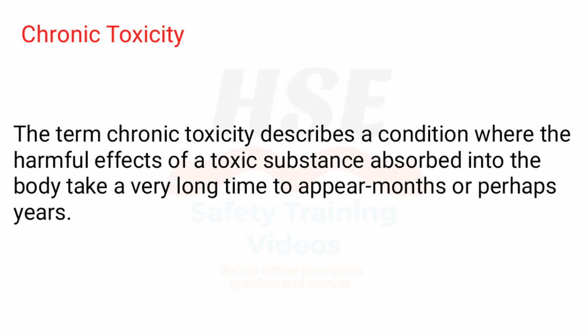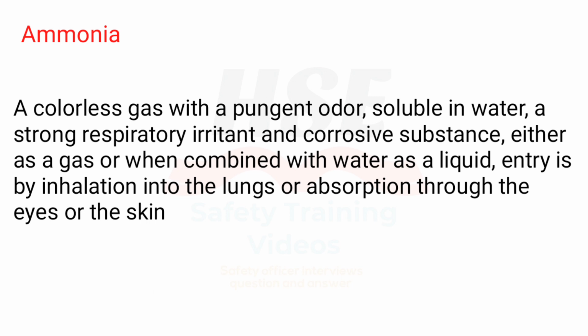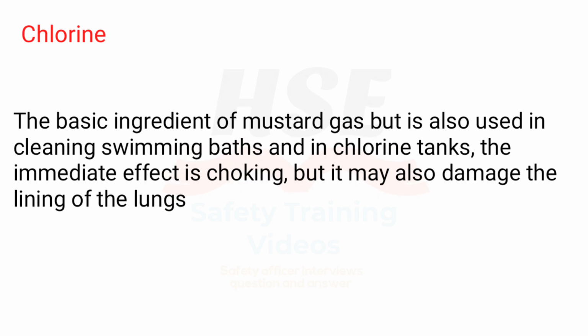Chronic toxicity. The term chronic toxicity describes a condition where the harmful effects of a toxic substance absorbed into the body take a very long time to appear, months or perhaps years. Ammonia. A colorless gas with a pungent odor, soluble in water, a strong respiratory irritant and corrosive substance, either as a gas or when combined with water as a liquid. Entry is by inhalation into the lungs or absorption through the eyes or the skin.